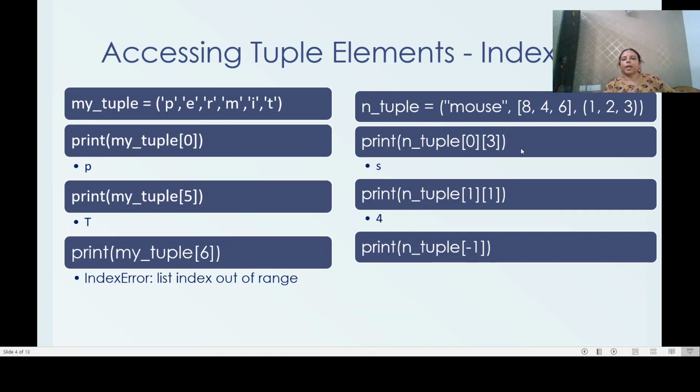Similarly, you can also use negative indexing to refer to an item. So -1 means it will refer to the last item, which is nothing but this tuple. Within that item, if I want to refer to any element, I have to use the second index. Otherwise it will refer to that item.